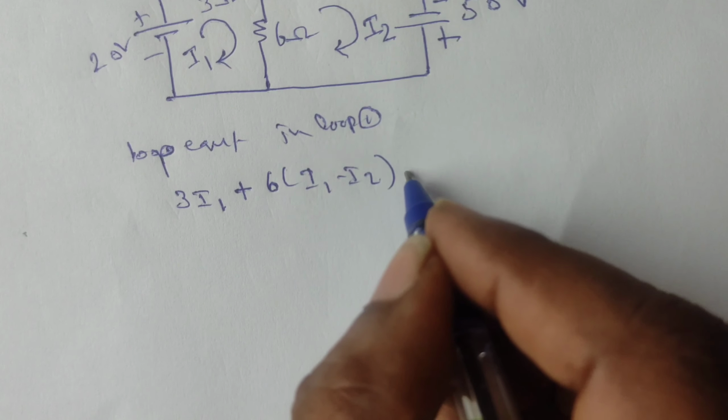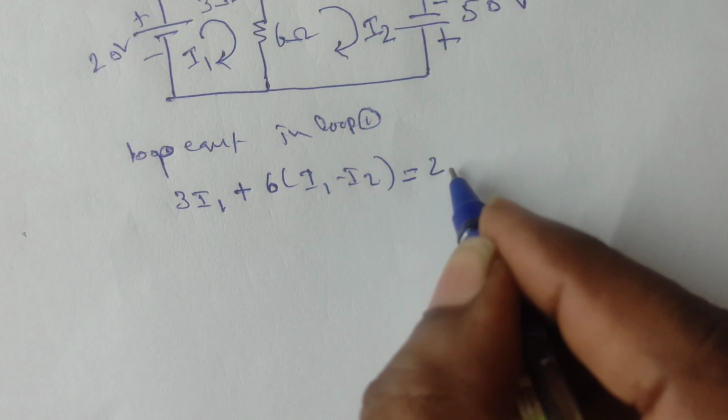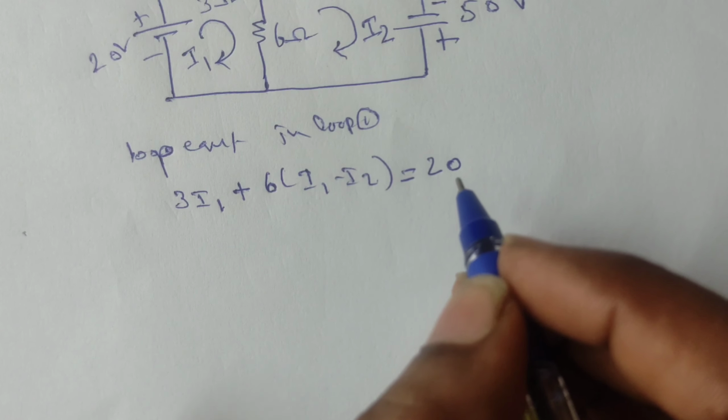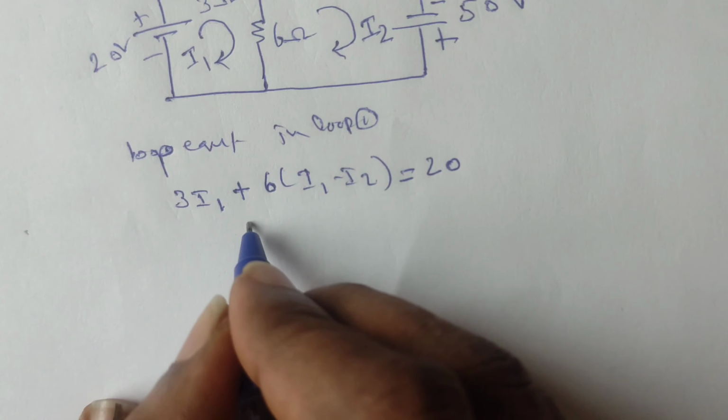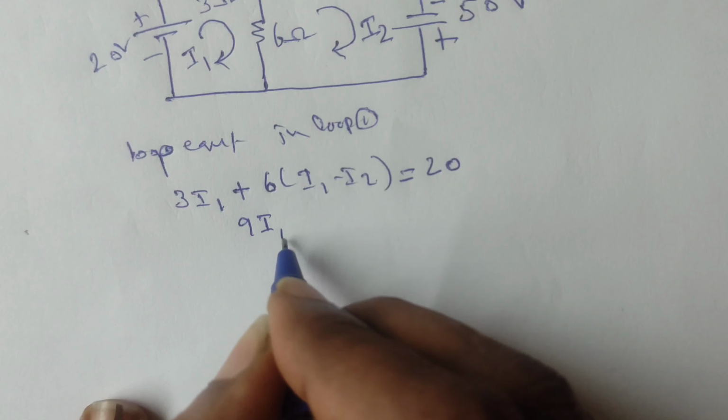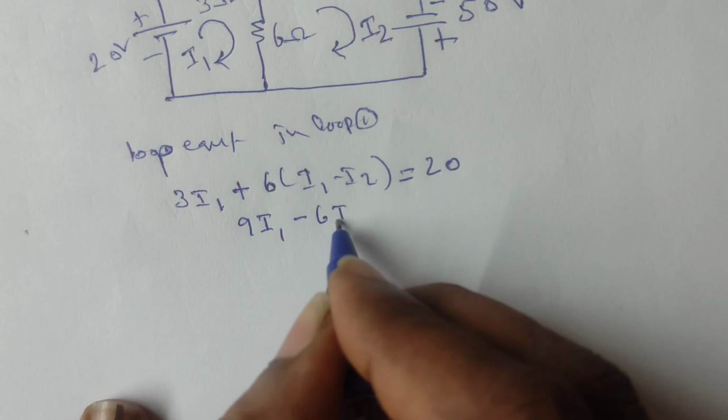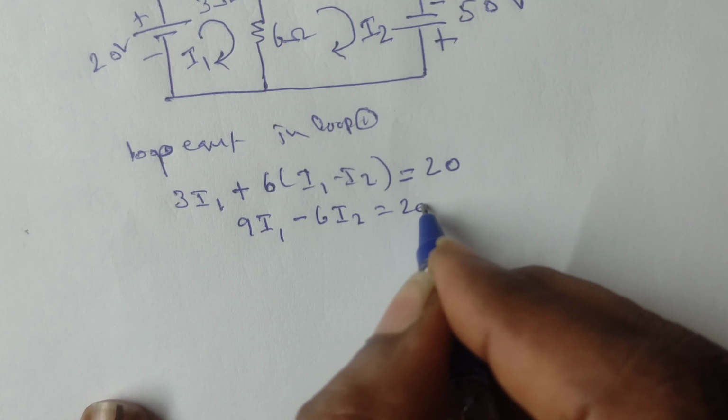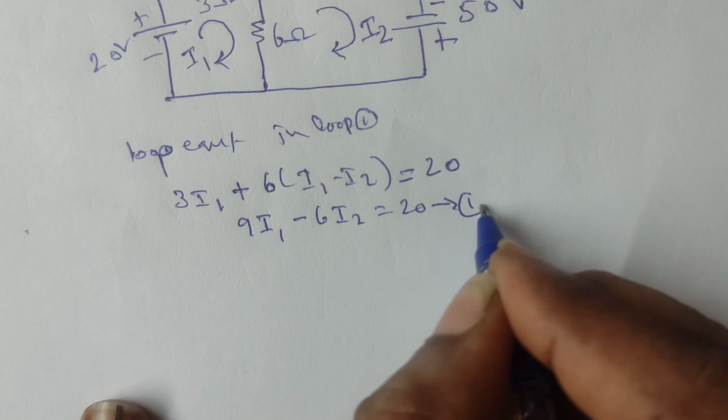Since we have a source over here, I am naming that 20. After simplifying it, we get 9I1 minus 6I2, which is equal to 20. This is my equation number 1.